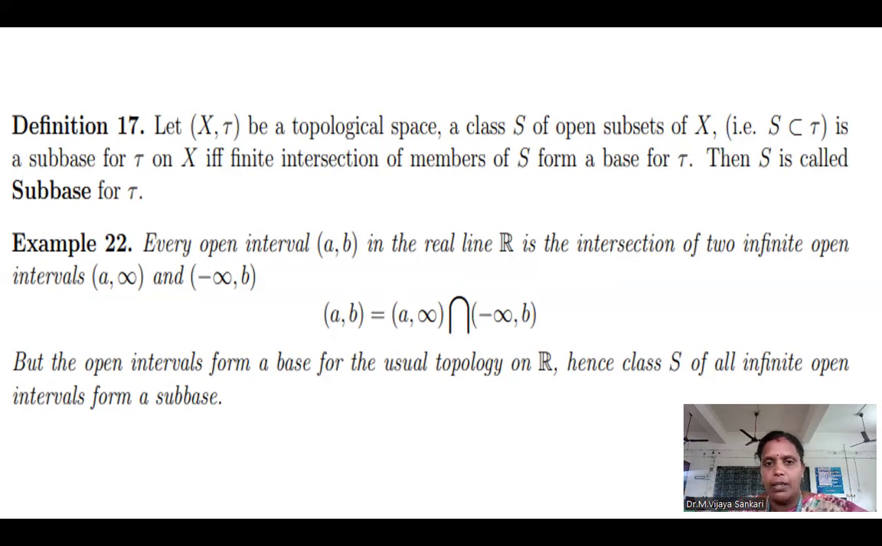Then there is an example for a subbase. Every open interval (a, b) in the real line R is the intersection of two infinite open intervals (a, infinity) and (minus infinity, b). Open interval (a, b) equals (a, infinity) intersection (minus infinity, b). But the open intervals form a base for the usual topology on R. Hence, the class S of all infinite open intervals form a subbase.